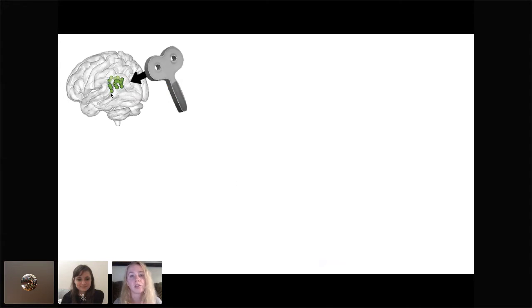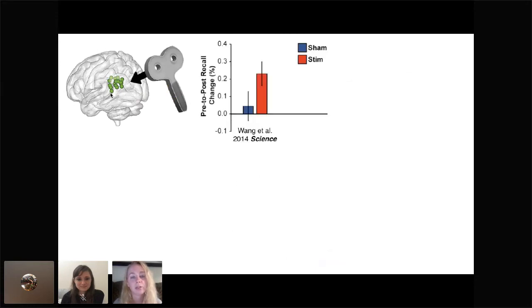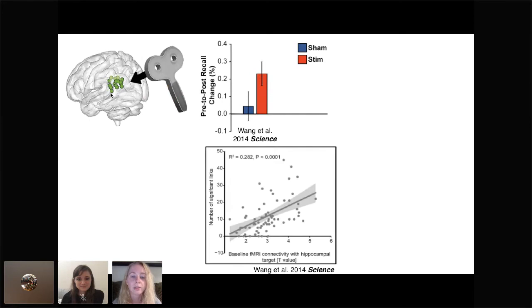And so we first started using this HCN targeted approach several years ago in a study where we delivered 5 days of active stimulation, a 20 hertz high frequency stimulation train, a week of that. And then subjects also received 5 days of sham stimulation. And we found that a week of active stimulation significantly improved associative recollection relative to a week of sham stimulation. And this active stimulation also increased connectivity, or the number of links or connections, especially in regions that already showed high baseline hippocampal connectivity to begin with.